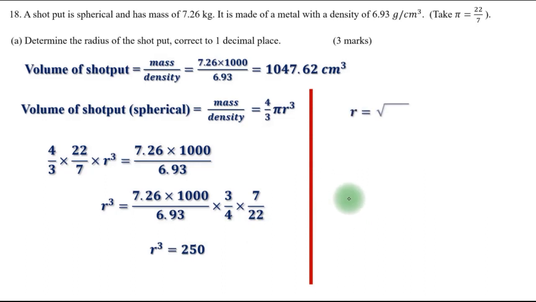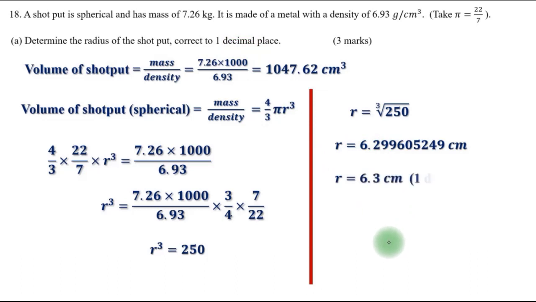We find the cube root, we shall end up getting r will be 6.299605249 centimeter. But the question required 1 decimal place. So, to 1 decimal place it will be 6.3 centimeter. So that's part A of question 18.